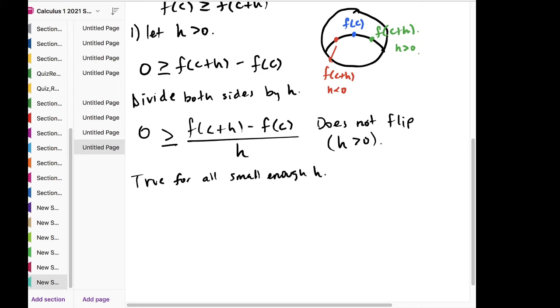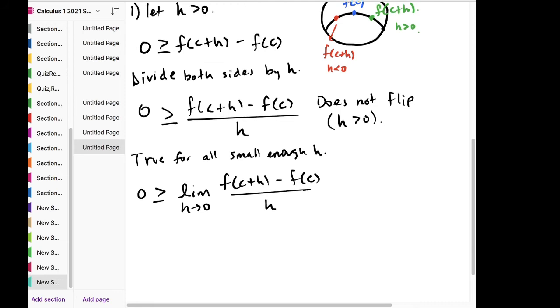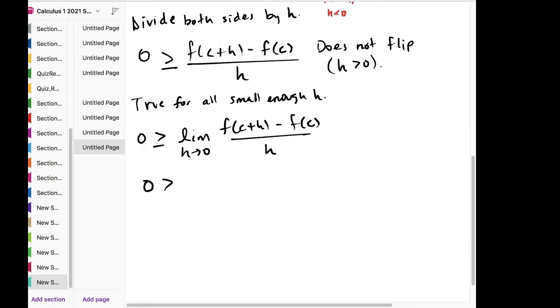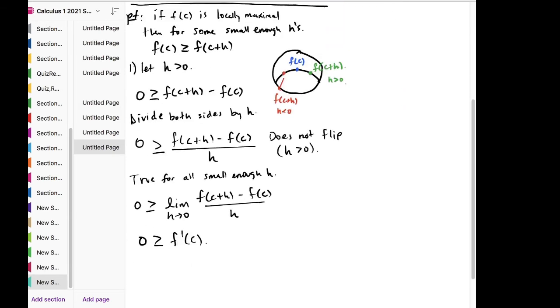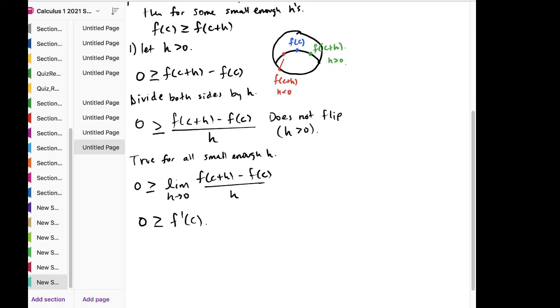So certainly it's true for the limit. So that's the derivative. Whatever the derivative is, it's greater than or equal to 0. But we want it to equal 0, right? So what do you think our next step would be? We want this to equal 0, but now we just have greater than or equal to 0. So what would your step 2 be?